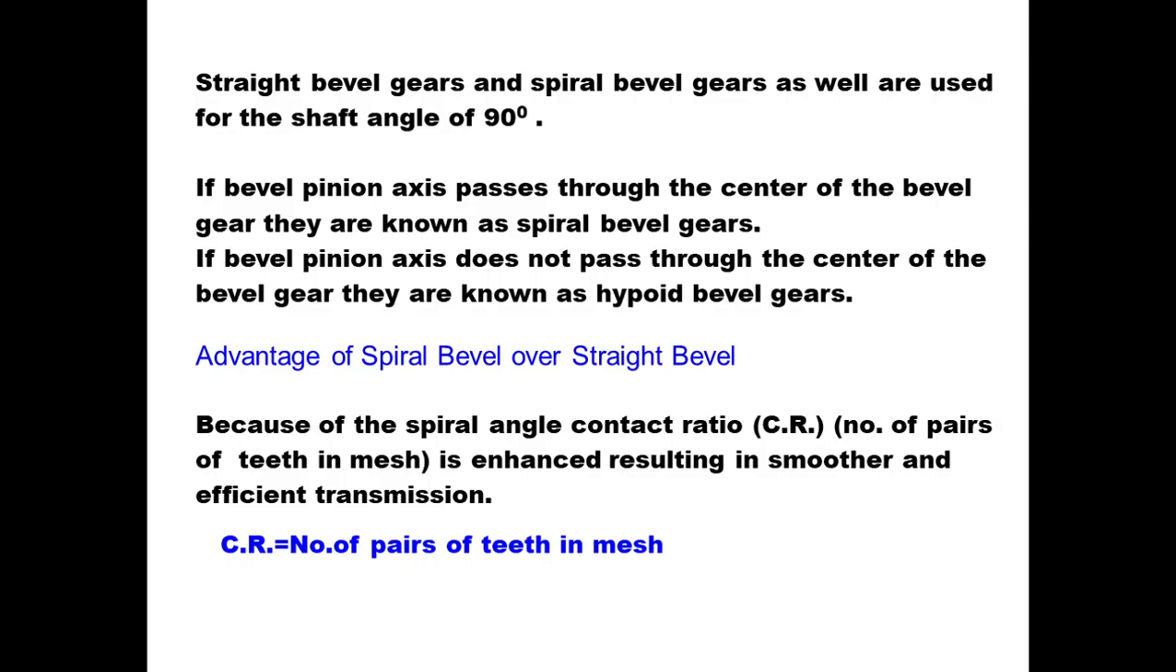Advantages of spiral bevel over straight bevel. Because of the spiral angle, the contact ratio CR, the number of pairs of teeth in mesh, is enhanced, resulting in smoother and efficient transmission. So one thing we should remember is that whenever the contact ratio is increasing, load sharing is increasing, and your power transmission becomes smoother and more efficient with lesser vibration. So contact ratio, you know, is the number of pairs of teeth in mesh.